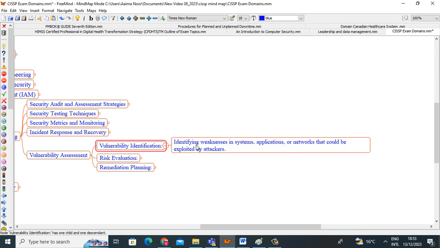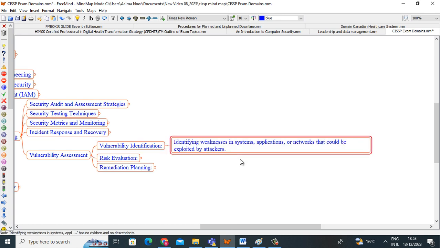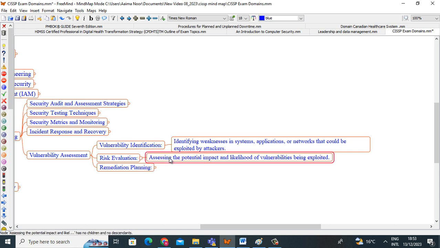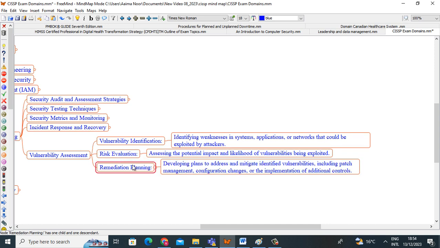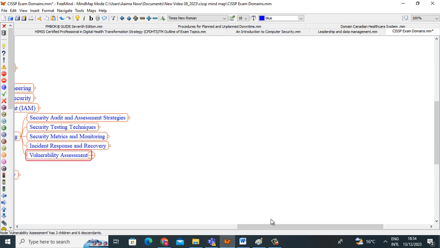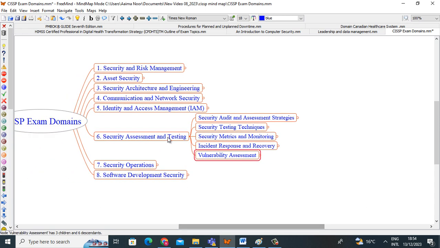Vulnerability identification. Identifying weaknesses in systems, applications, or networks that could be exploited by attackers. Risk evaluation. Assessing the potential impact and likelihood of vulnerabilities being exploited. Remediation planning. Developing plans to address and mitigate identified vulnerabilities, including patch management, configuration changes, or the implementation of additional controls.